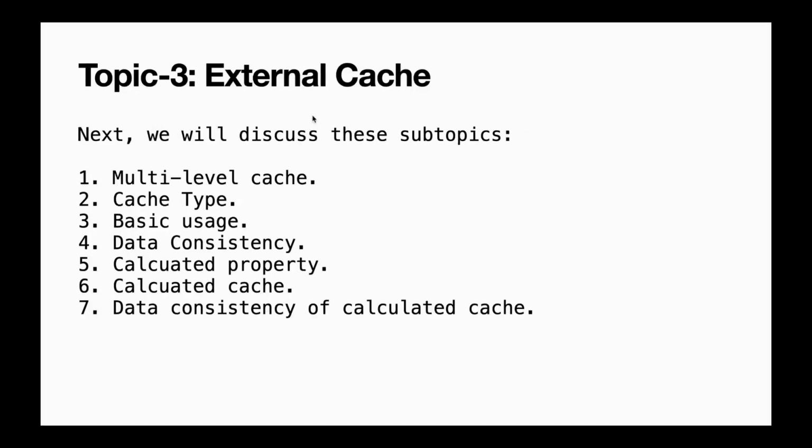Next, we will discuss these subtopics. 1. Multi-level cache. 2. Cache type. 3. Basic usage. 4. Data consistency. 5. Calculated property. 6. Calculated cache. 7. Data consistency of calculated cache.